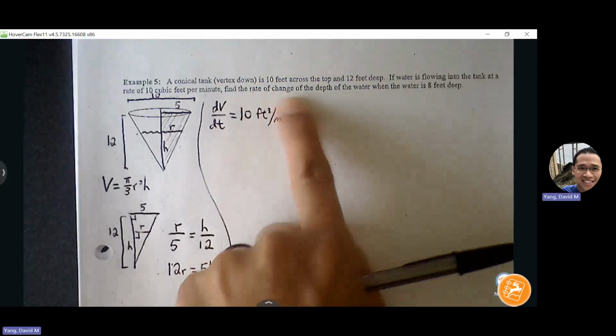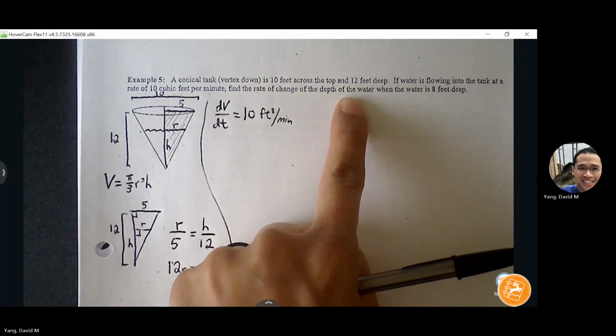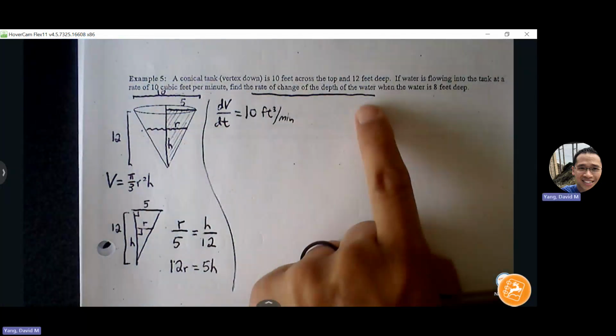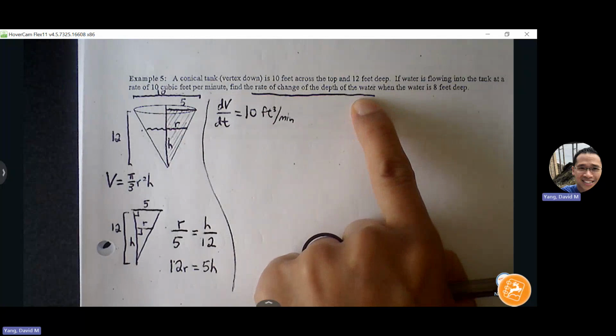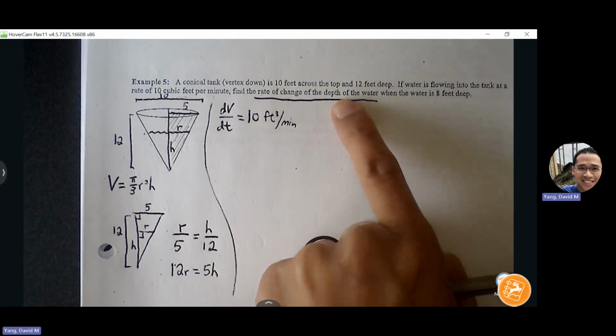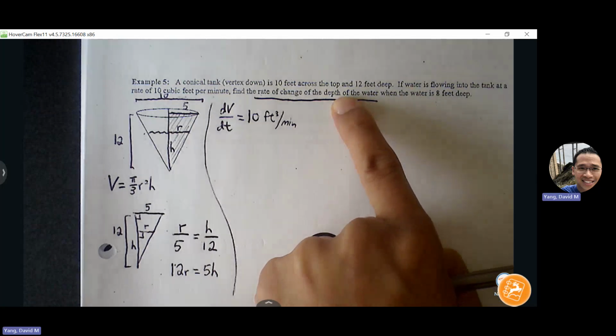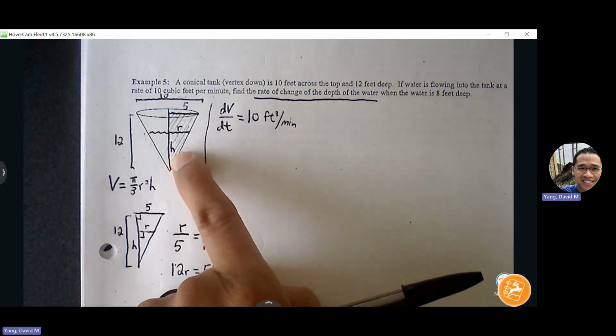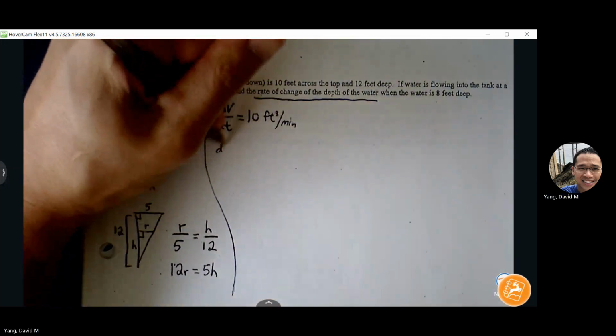Find the rate of change in the depth of the water. Any idea what variable that could be referring to? We don't see it yet, but that's d something. dV. Well, dr is going to be the radius. The depth is more referring to the what? The height, yeah. So dh/dt is the unknown.